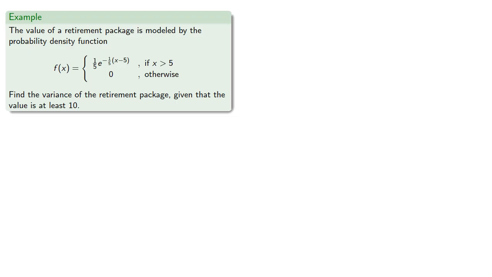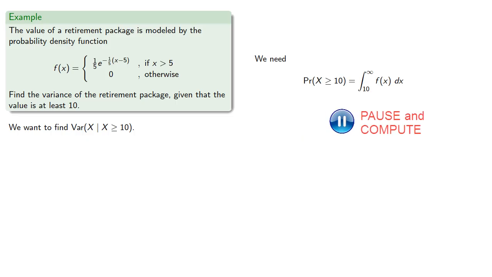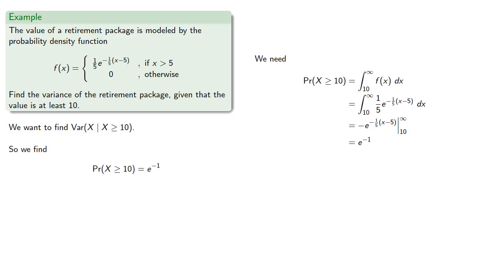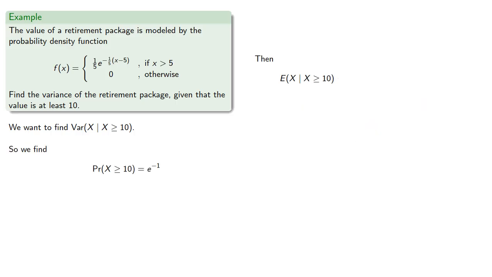So we want to find the conditional variance of x given that x is greater than or equal to 10. So this is going to require us to find the conditional probabilities, which means we need to find the probability of the condition, which will be... Next, we'll find the conditional expectation, which, because this is a continuous PDF, will be the integral of the product of the payoffs and the probabilities.